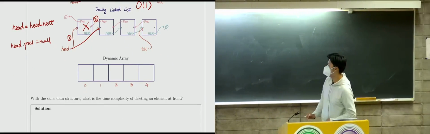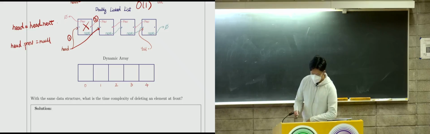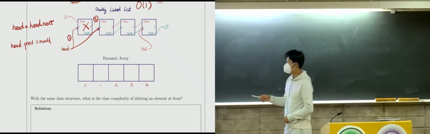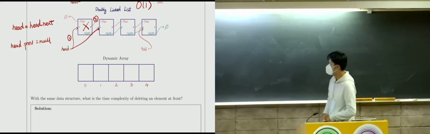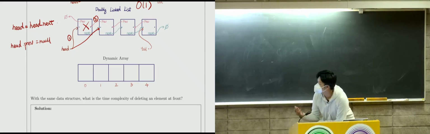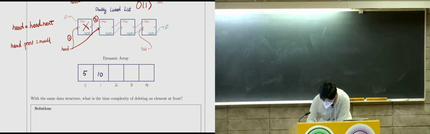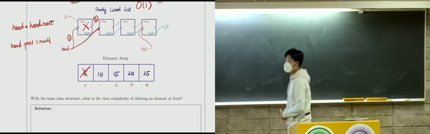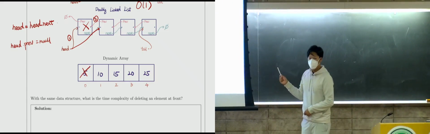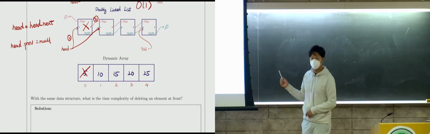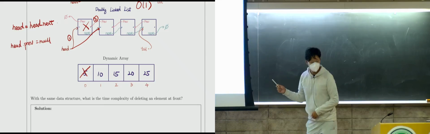Okay, let's see the dynamic array. The number down here is the index of the dynamic array. It's the array, just ignore the dynamic. It's just the array. So let's say there's some element here, like let's put a random thing in here: 5, 10, 15, 20, and 25. Let's say I want to delete the first element, number 5. What is the time complexity of deleting the first element? Why?